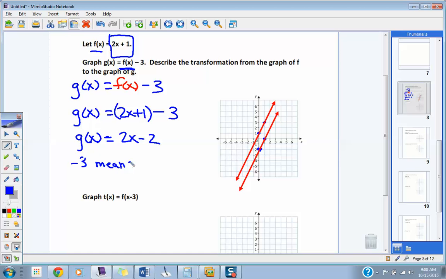Minus 3 means to move, or transform, if you will, up or down? Down.